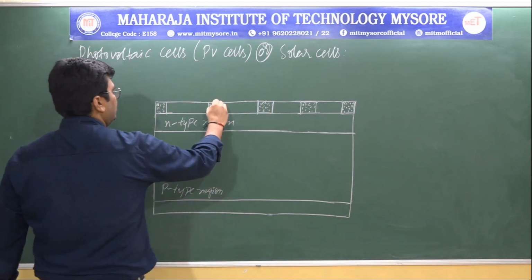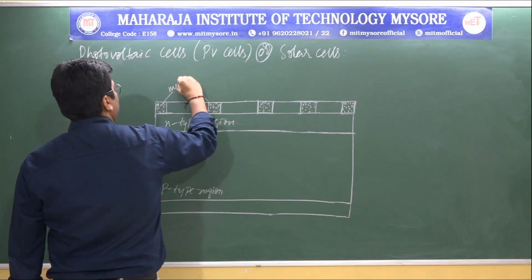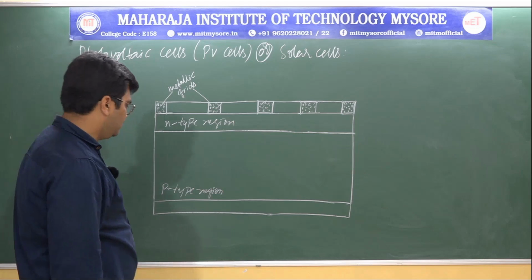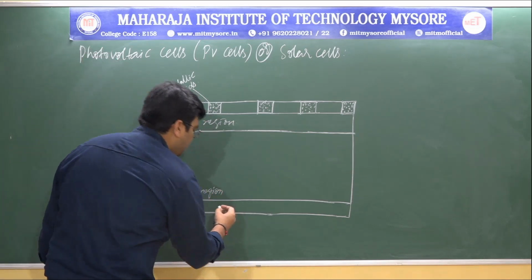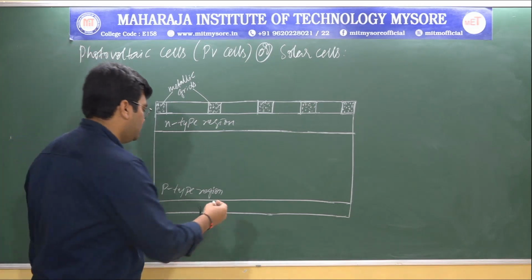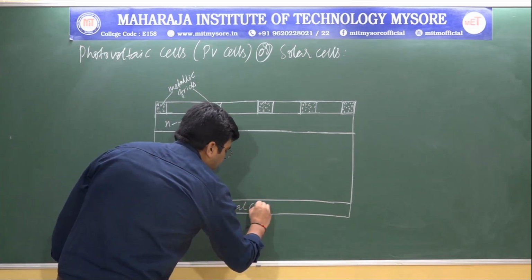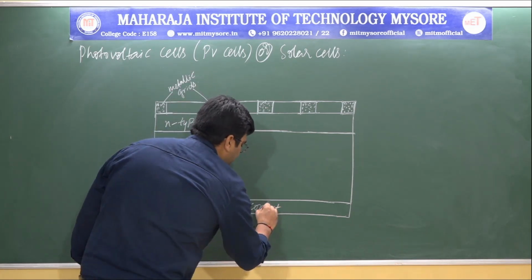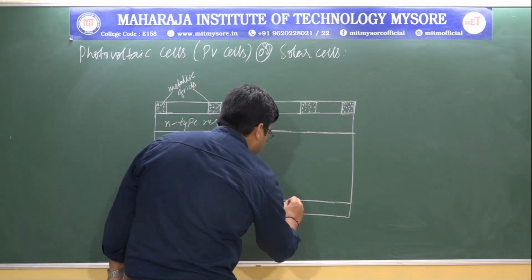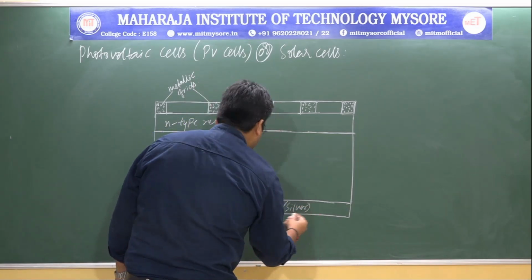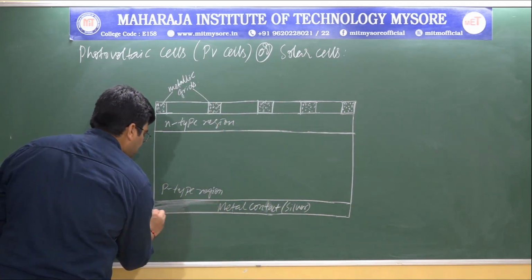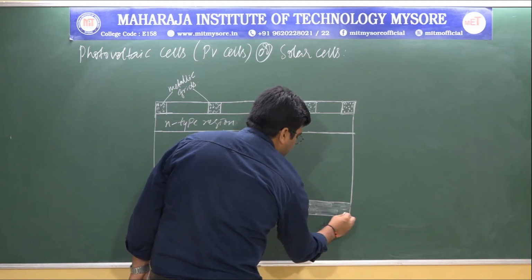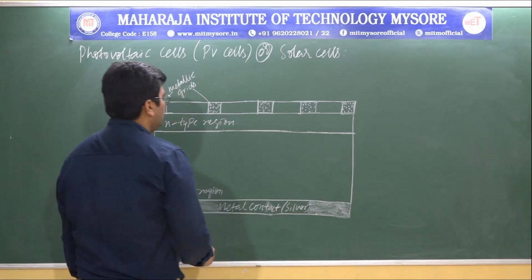So it acts as one of the electrical contacts. These are metallic grids, and this is a metal contact. A noble metal such as silver will be taken for the metal contact, and this will usually be on the back of the panel. So like this you can write.